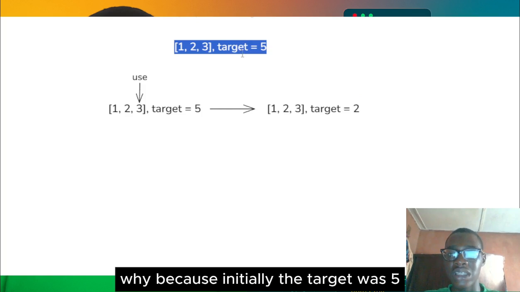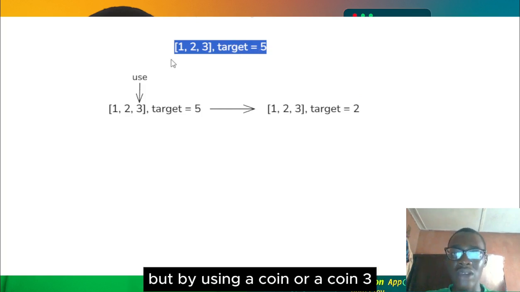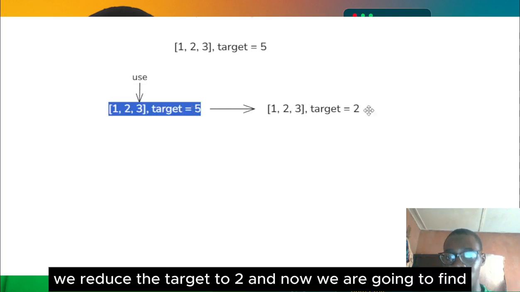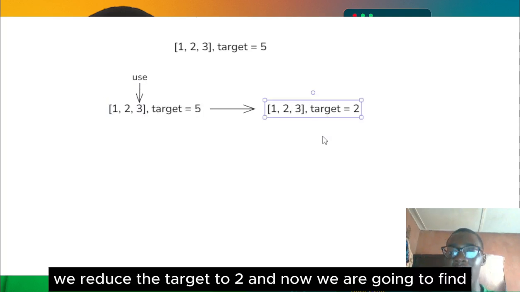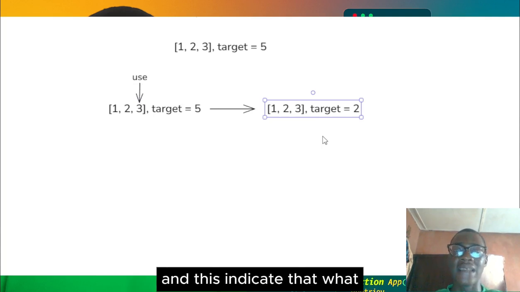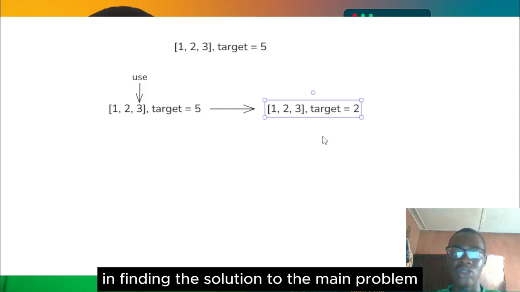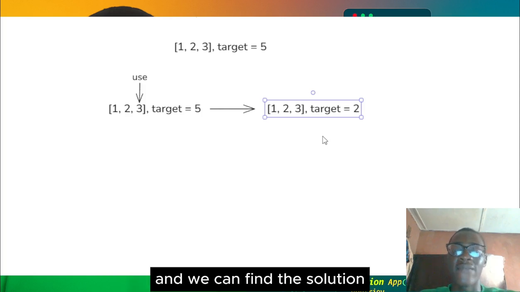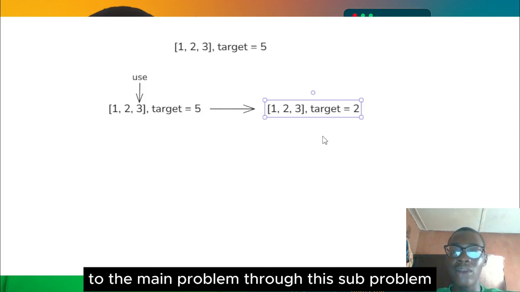Why? Because initially the target was 5, but by using a coin 3, we reduce the target to 2, and now we are going to find the minimum number of coins that will give us the target 2. And this indicates that in finding the solution to the main problem, there exists some subproblem. And we can find the solution to the main problem through this subproblem.